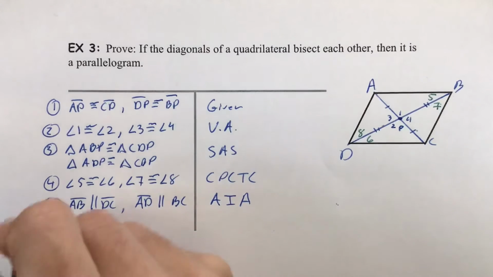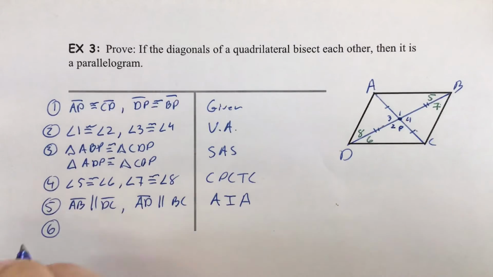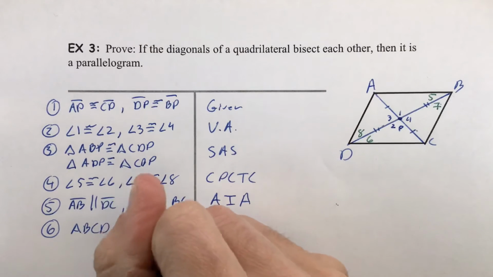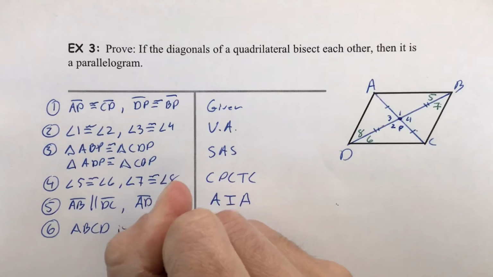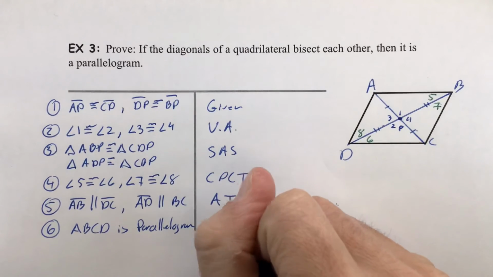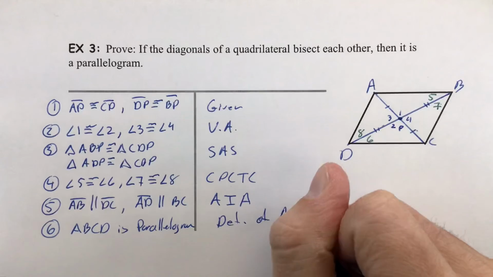And 6, that means that ABCD is a parallelogram because we fit the definition of a parallelogram.